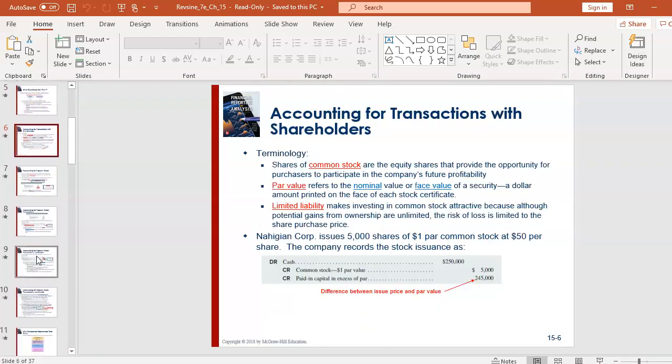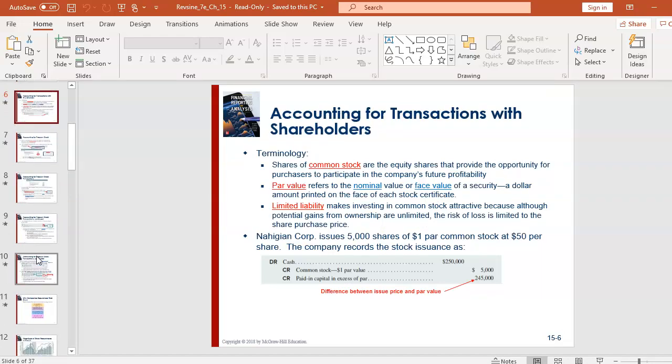Okay, so now let's talk about accounting for transactions with shareholders. So these are owners of the company, stockholders, and some of this should be familiar. We talk about this in principles, we talk about this in the media a little bit. You should know what common stock is. That gives you the right to vote for the board of directors. It gives you the right to receive a dividend if the company declares one.